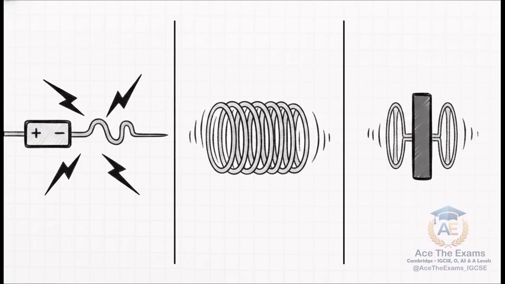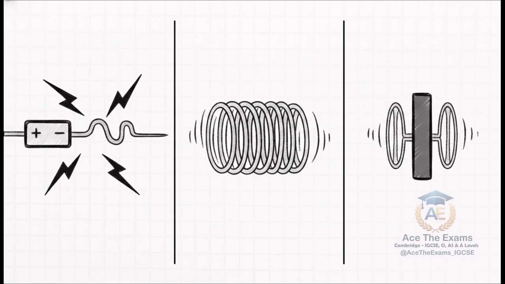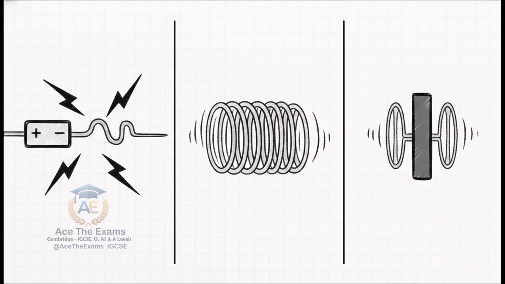You've got 3 main ways to do this. Number 1, just pump more electric current through the wire. Number 2, increase the number of turns on your coil. Packing more loops into the same space really concentrates the field. And number 3, slide a soft iron core right down the middle of the coil. That iron gets magnetized by the field and dramatically amplifies the whole setup.